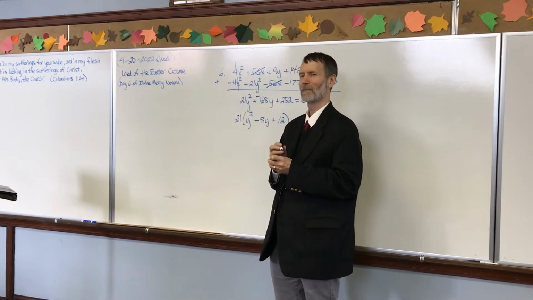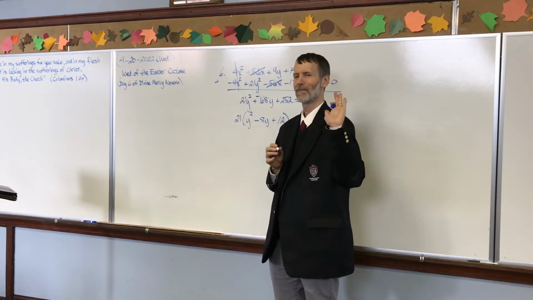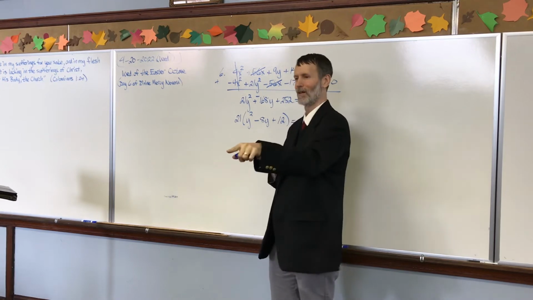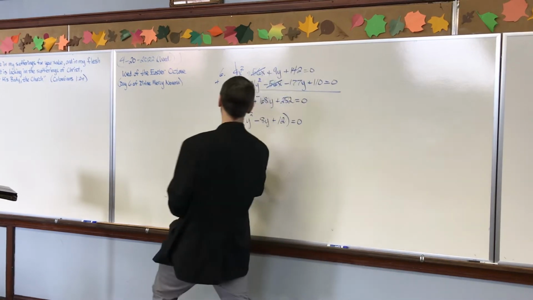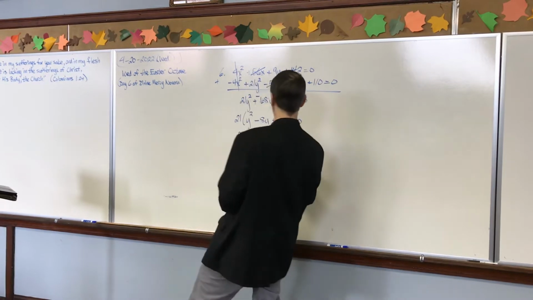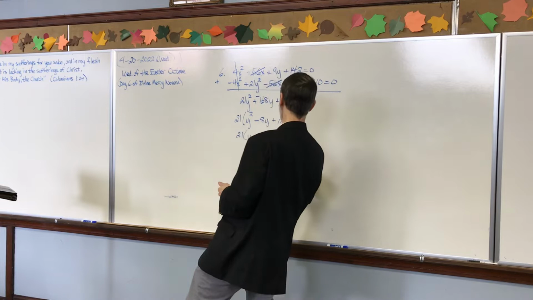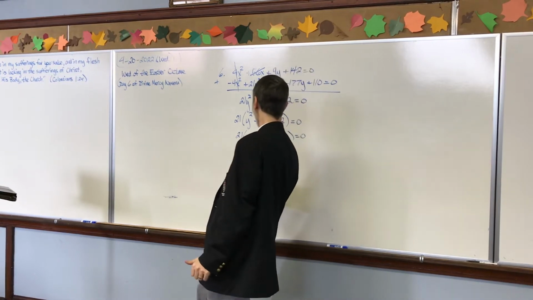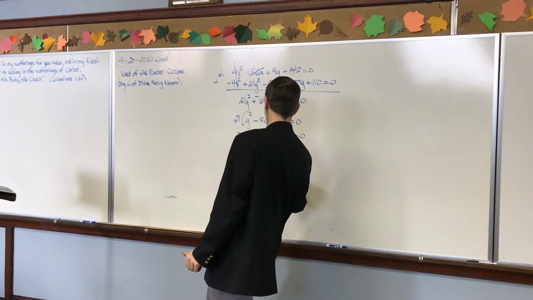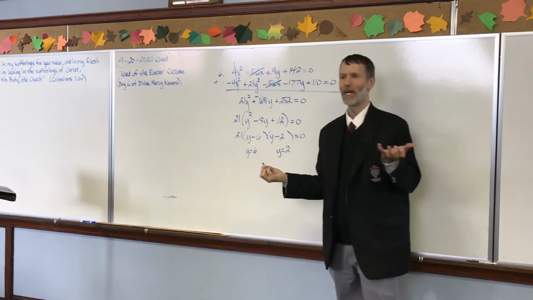Can you see it? You can unfoil. This thing factors into what? y minus 6, y minus 2. What solutions do you get? Correct. That was actually not bad.